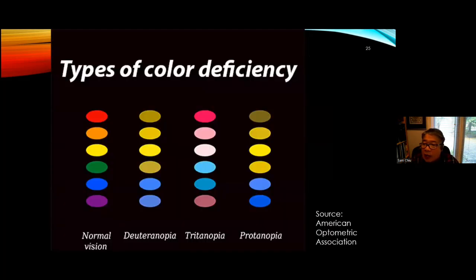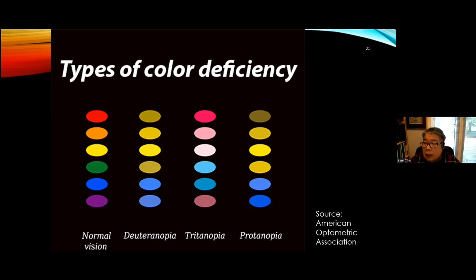Now, the types of color deficiencies. For those who have normal vision, you could see the red, orange, yellow, green, and cyan or blue and purple. But for others, there is a deficiency where you cannot tell the red from green. This one, you cannot tell the green. This one is somewhere in between. And I wouldn't even dare to pronounce all the names.